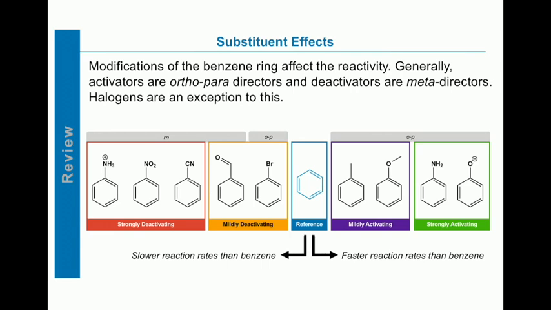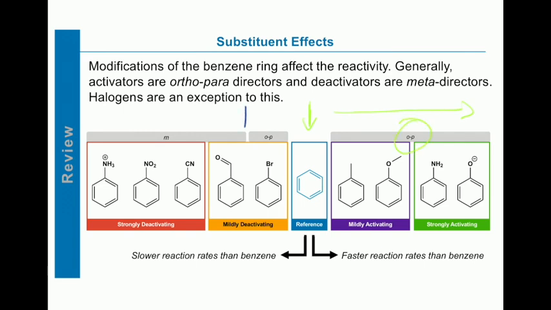Remember, take your benzene as your center point. That is your unactivated, deactivated reference point. If we add electron donating groups to it on this side, we increase the activation. They are more nucleophilic. They go faster. And as a result of that, these become ortho-para directors.